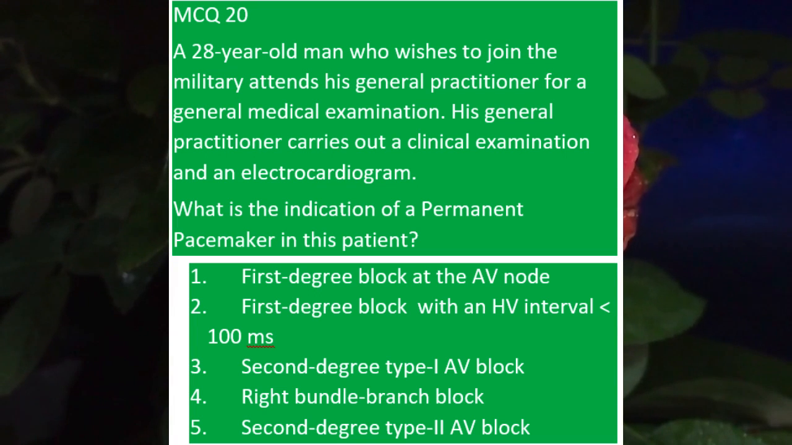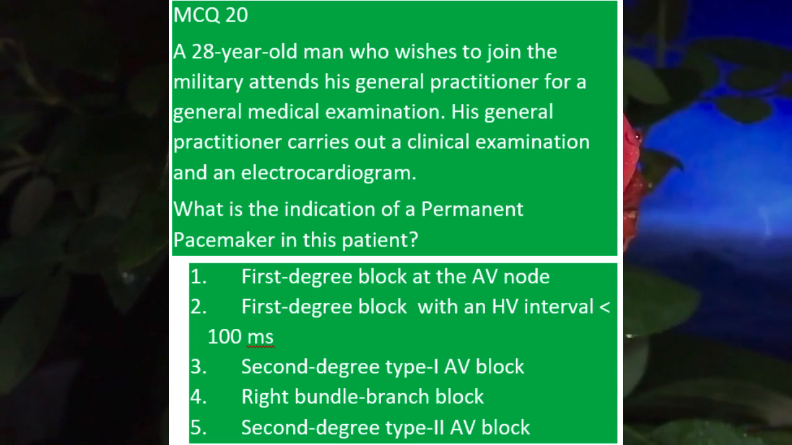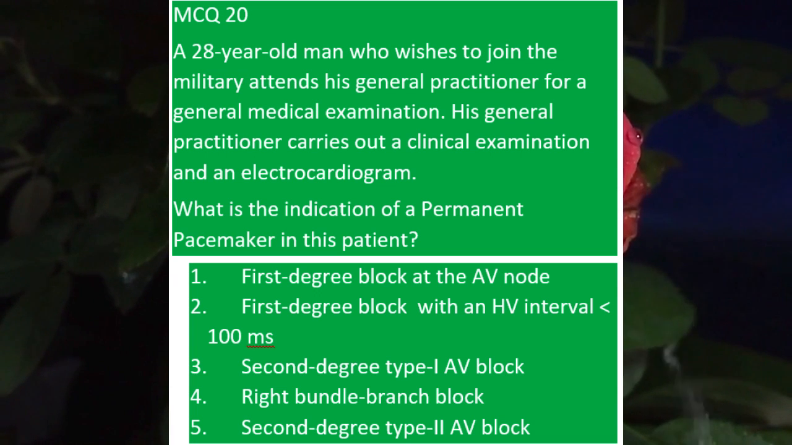Answer: second-degree block at the distal conduction system. Update. In asymptomatic patients, a PPM is indicated in a second-degree type 2 AV block or third-degree, complete, heart block. A second-degree type 2 AV block indicates disease at the distal conduction system rather than the AV node, which gives a second-degree type I, Wenckebach, block.